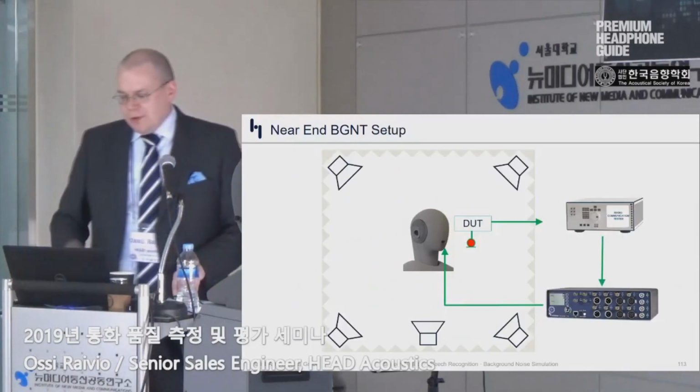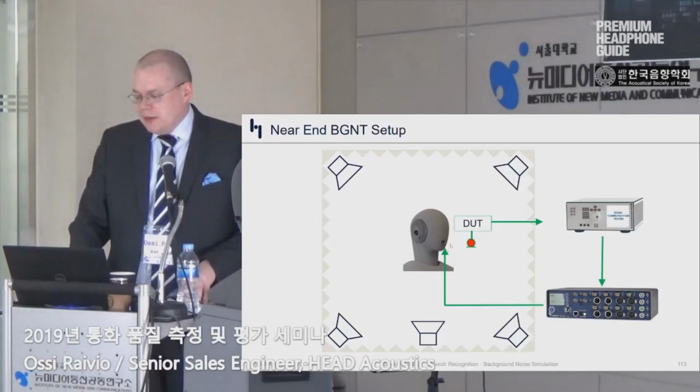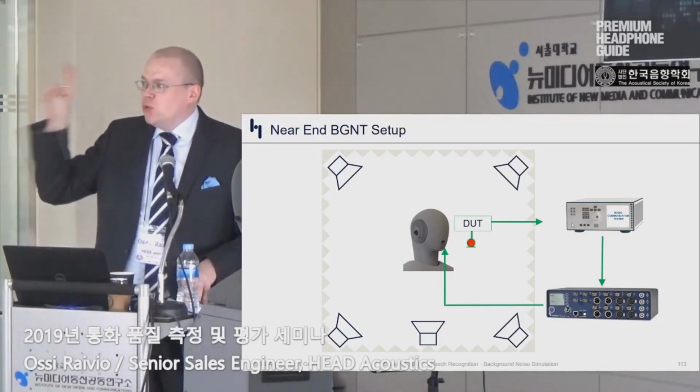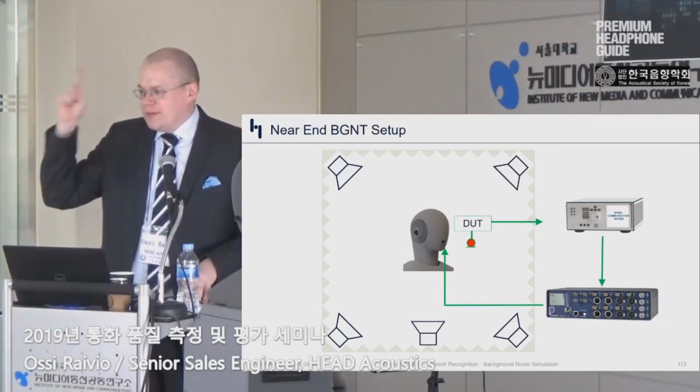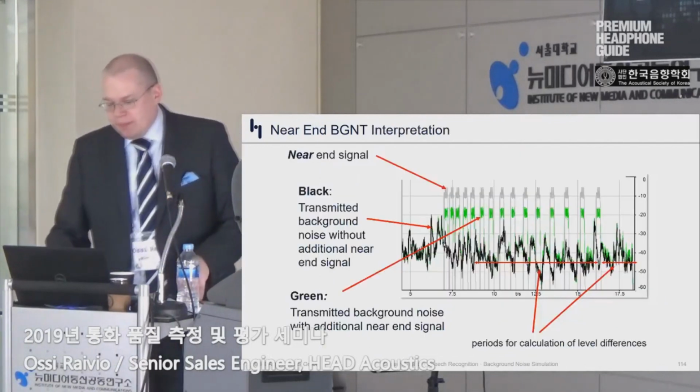So again, there's the test setup. We send the signal to the dummy head mouth. The mouth is talking. We have the background noise going on, and we are recording what the device is sending. And again, we do two measurements. The first one is a reference, meaning just background noise. And the second one is the actual measurement where we have both background noise and speech happening.